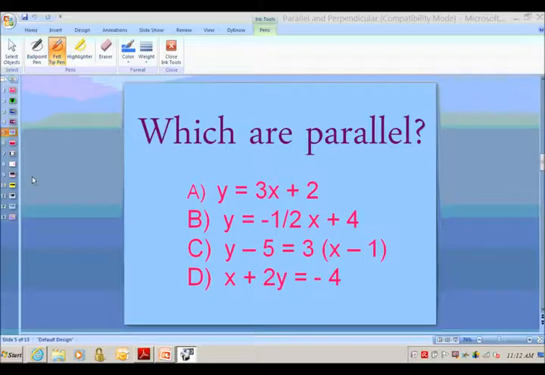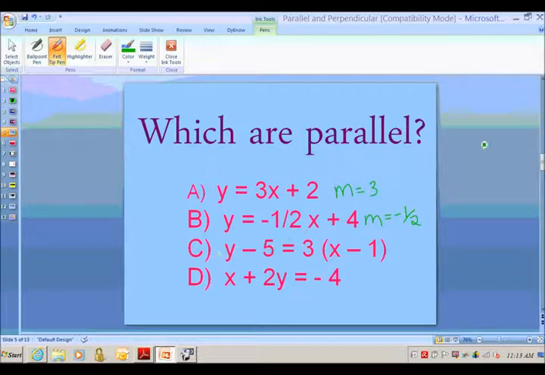On this slide, we're choosing which are parallel. The difference is, here they're not all solved for y, so that's the first thing we've got to do. For the first one, I'm just going to write down that my slope is 3. For the second one, my slope is negative 1/2.